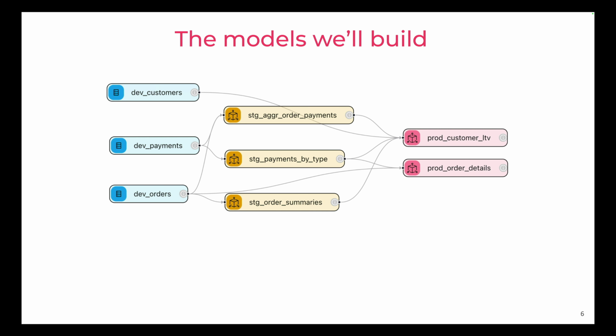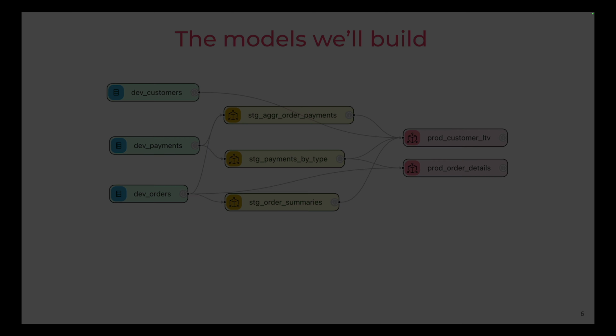Here are the models we'll build. Now, of course, we can build the production models in one go, but then where's the fun in that and where's the reusability in that? So what we will do is that we will have different layers of models. The dev models will have the most simple transformations, and from the staging models, we will derive the production models.